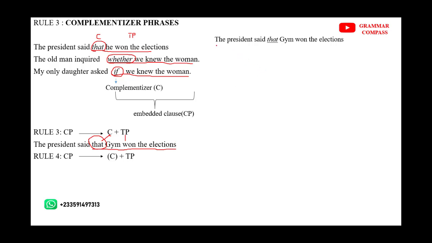Let us see how to draw tree diagrams when we have complementizer phrases in the sentence. First of all, let us use this sentence: The president said that Jim won the elections. This is a TP, and we know that every TP consists of a noun phrase and a verb phrase, so we would have two branches. This is the noun phrase part, the president. This noun phrase consists of the determiner, which is "the", and then "president", which is the noun head. We are done with the NP.